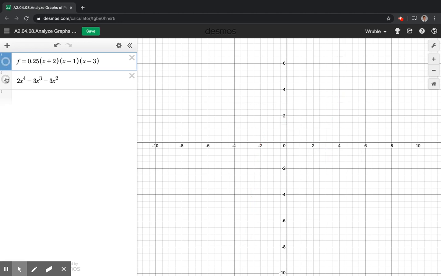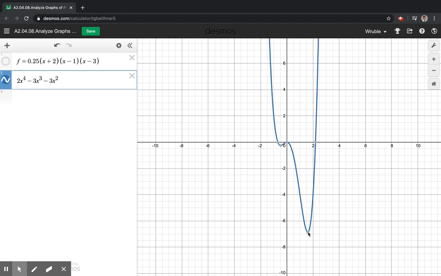Then we can look at another function here. This is degree 4. 4 minus 1 is 3. So at most we have 3 turning points. So we have 1, 2, and then there's our third turning point.